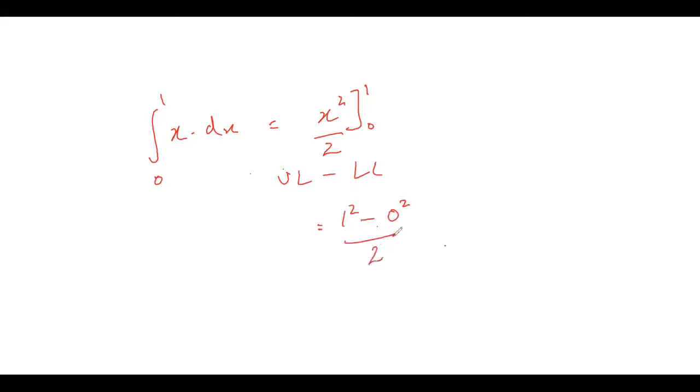So, integral of x dx with the limit 0 to 1. What is integral of x? x square by 2, and put the limit 0 to 1. Then upper limit minus lower limit respectively. So instead of x, you'll put 1: 1 square minus 0 square by 2, because 2 is a constant. So you'll get the answer as 1 by 2. This is a basic concept which we should know before doing integration.